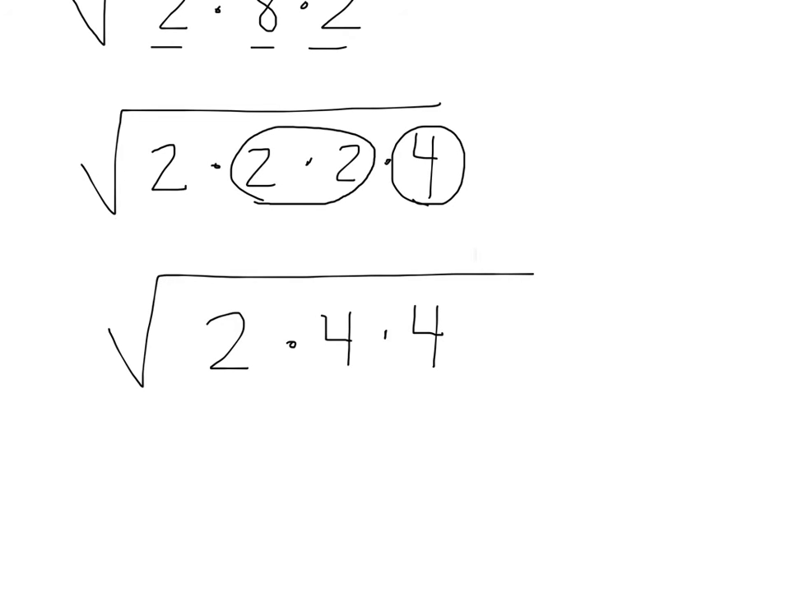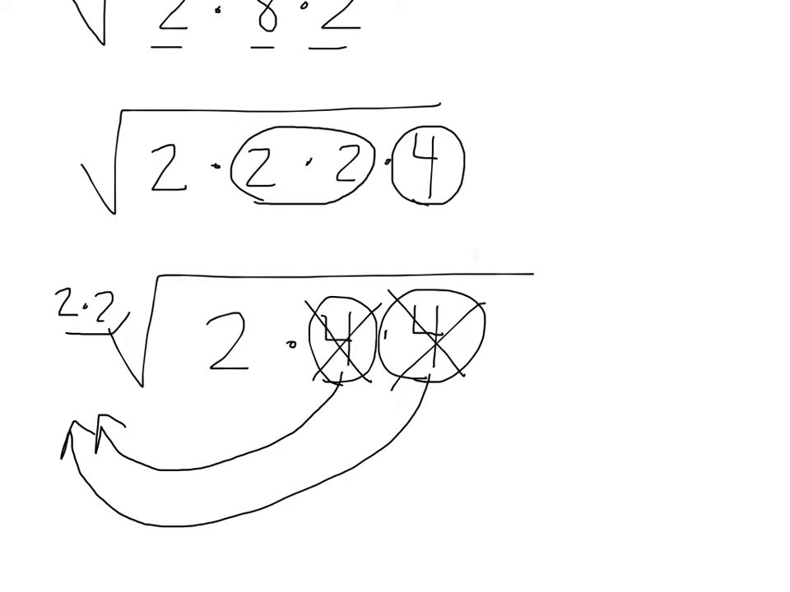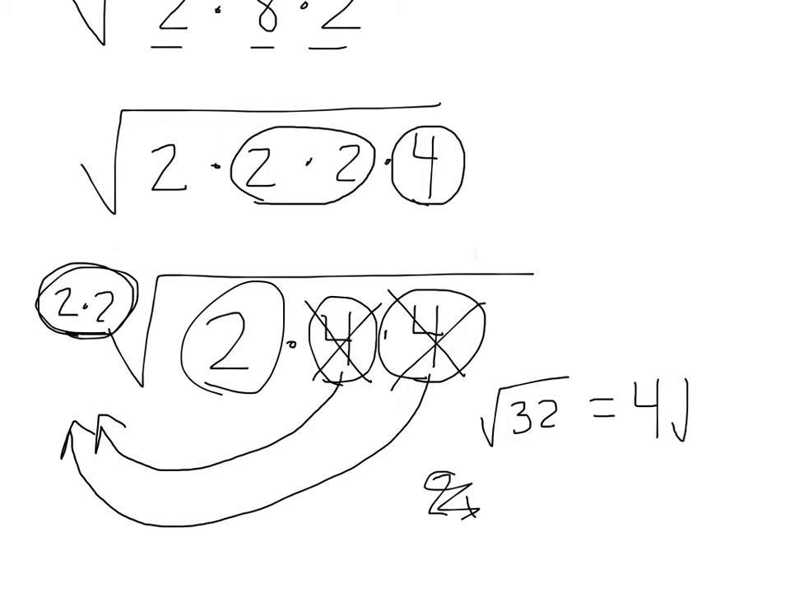Now, remember, to take something out of the radical, it has to be a perfect square, and you have to take the square root of it. So what's the square root of 4? It's 2. So I can mark it out here, and I can put a 2 on the outside. And what's the square root of this 4? It's 2. So I can mark it out, and I can put a 2 on the outside. And the stuff on the outside is all getting multiplied. So the square root of 32 is the same thing as 2 times 2, which is 4, and what's left on the inside, square root of 2.